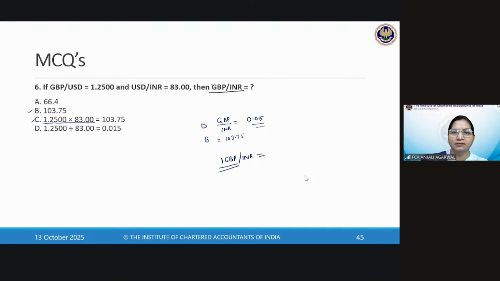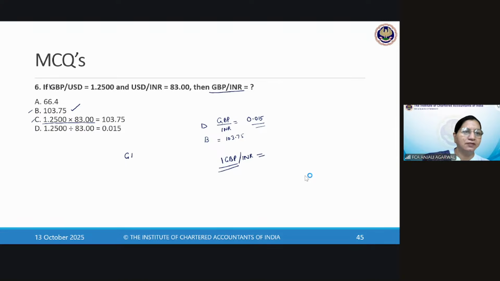Okay, firstly, GBP hash INR. 1 GBP is equal to INR how much? Ma'am, it will be 103.75. Yes, this is the right answer, 103.75. For 1 GBP, how much will you have to pay in INR? 103.75. So this is how it is written.